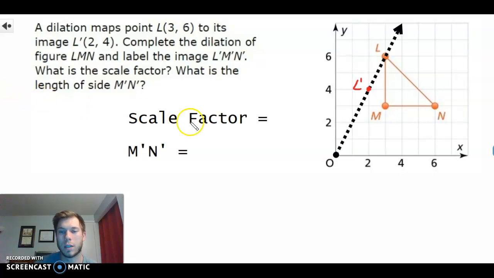So I'm going to grab that pen, complete the dilation, and we're going to label it out. So notice we had L going down to L prime.